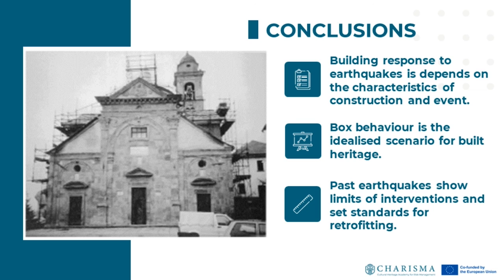A golden rule for built heritage objects is this. If possible, a building should be retrofitted in such a way that it exhibits rigid box-like behavior, assuring that all elements, such as the walls and roof, be tied together so as to act as an integrated unit during earthquake shaking, transferring forces across connections and preventing separation.